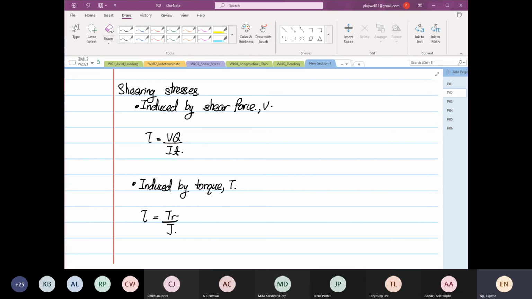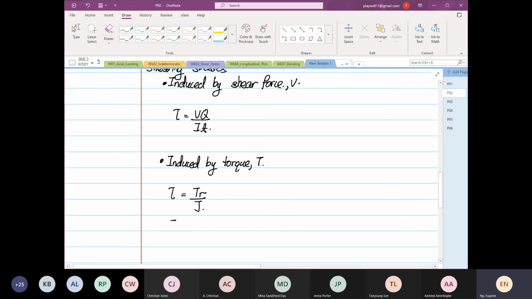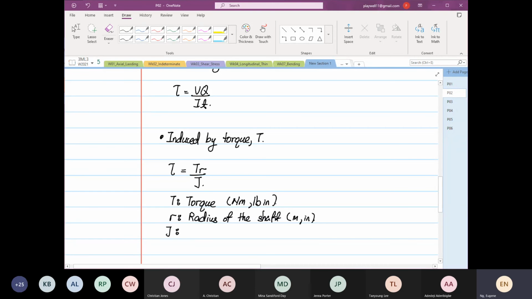So if we look at TR over J, I'm going to tell you what they are. T, as you know, is the torque. So it's in Newton meter, or it can be in pound inch. Okay. The R is the radius of the shaft. So this is in meters or inches. And the J is the polar moment of area, or polar second moment of area, where this is in meter 4 or inches to power 4. Okay.